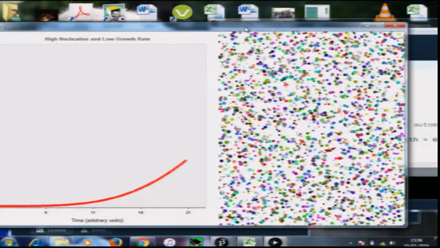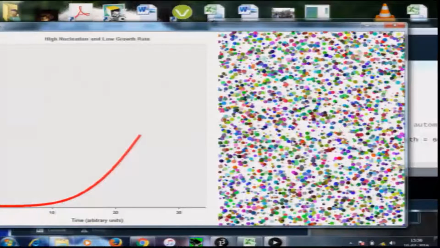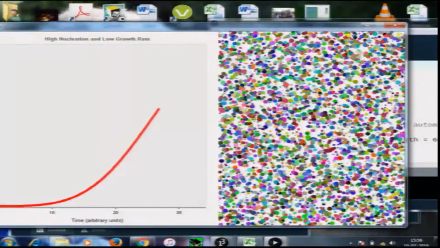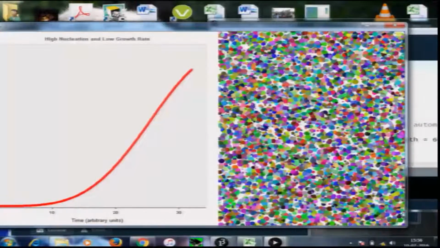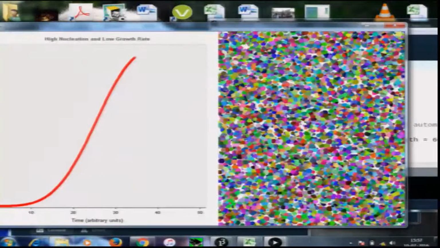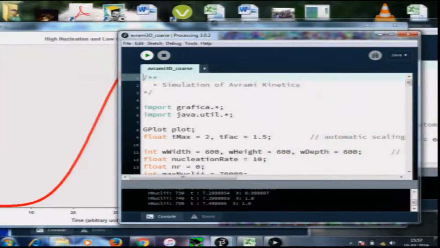However, a large number of nuclei are being produced, as you can see as the simulation is proceeding. However, they are growing very slowly, and you can see from the evolving structure that in this case the microstructure that is produced has a much smaller scale as compared to the previous one.